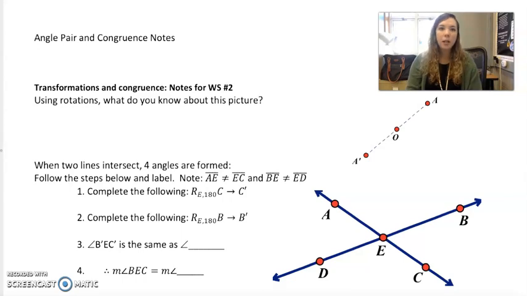All right, today we're talking more about our angle pairs and transformations that lead to congruence. With those angle pairs, it says notes for worksheet 2. This is actually for worksheets 2 and 3. And then you'll start worksheet 2 today, but both worksheets 2 and 3 will be due on Monday.